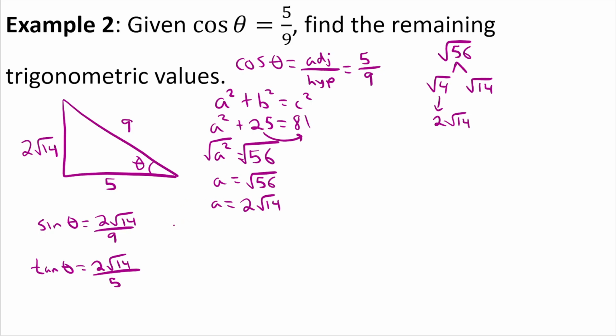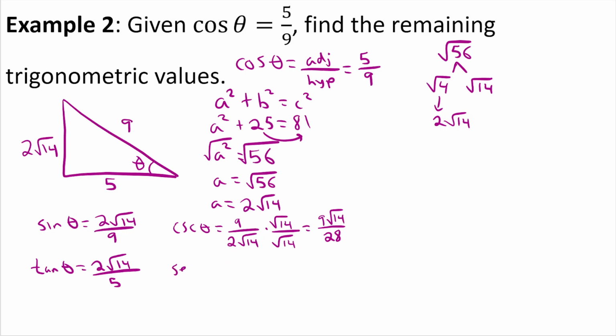Then you have sine's reciprocal, which is cosecant. Cosecant theta, which will then be 9 over 2 square root of 14. But because we don't like the radical at the bottom, we're going to multiply the top and bottom by square root of 14. And that should give me 9 square root of 14 over 28.